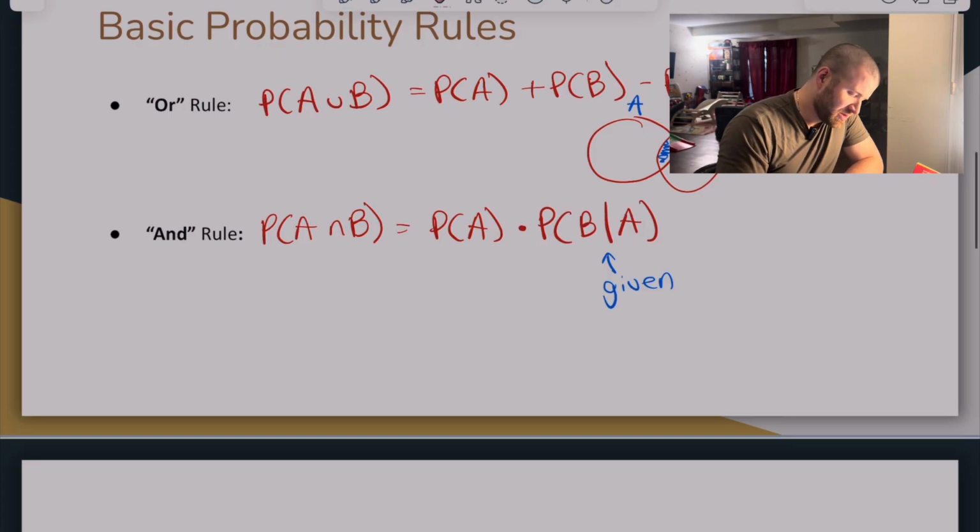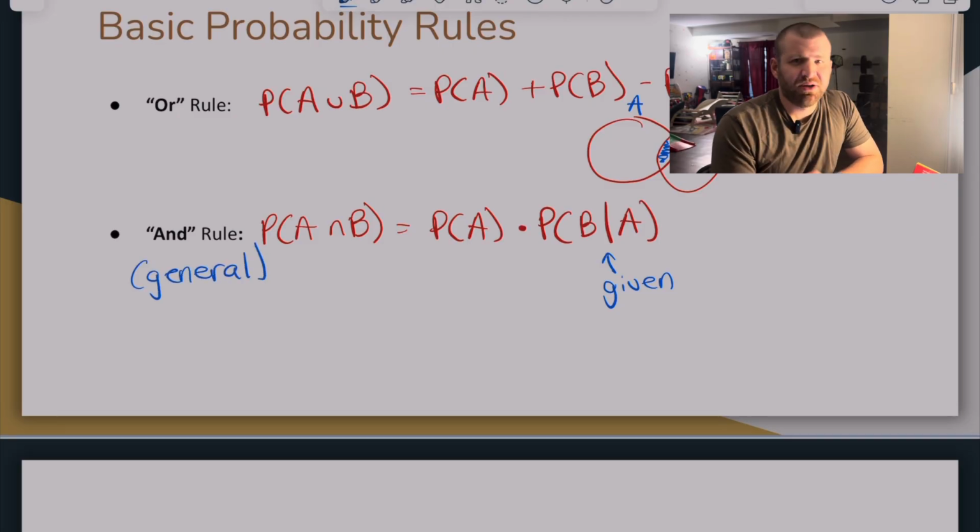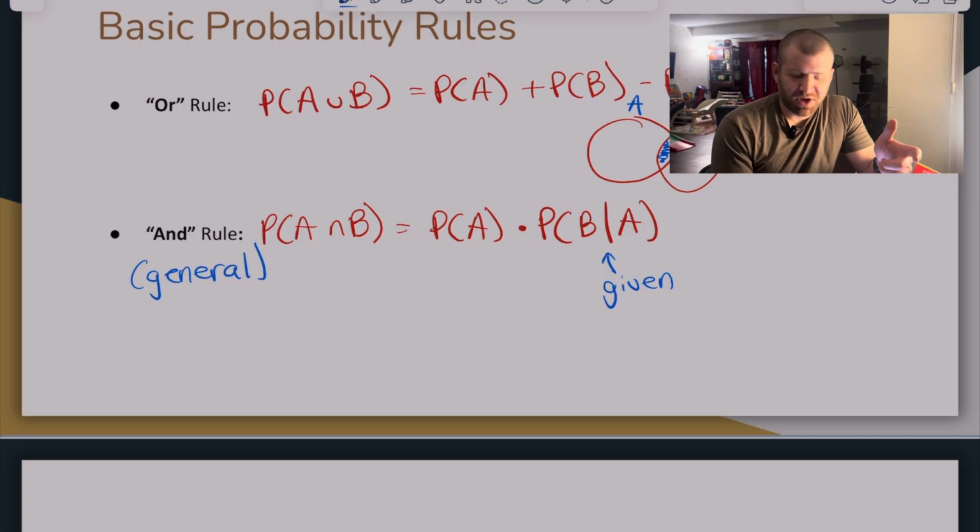And this is what I consider to be the general AND rule, meaning this works for every scenario. No matter what the scenario is, this formula will apply. So it's like the quadratic formula of probability rules, meaning it may not always be the fastest way to get your answer, but it is guaranteed to work for you. And like I said, that conditional probability part, we're going to talk about more in an upcoming video.